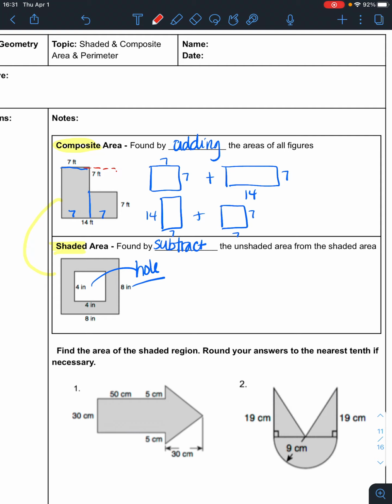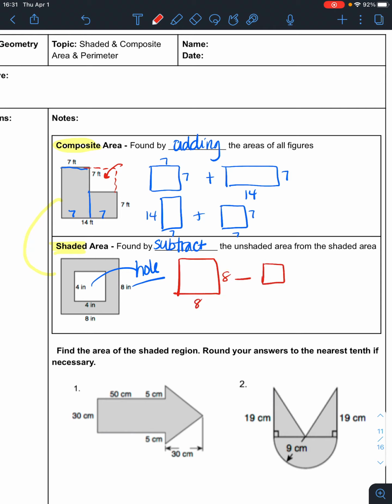Just as a side note, you could say, okay, how much is this? You could find the whole thing, which is 14 by 14, and then subtract this little square right here. So there are several ways that you can look at this. It's not always a hole, it could also have a piece missing. It could have a piece that's chopped off or cut out of the end. It all just depends on how you see it.